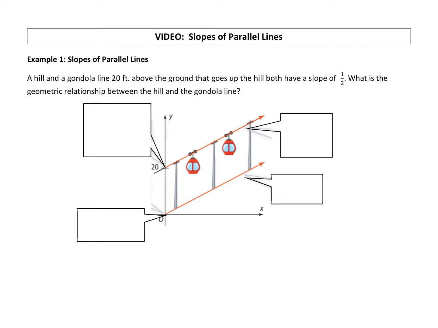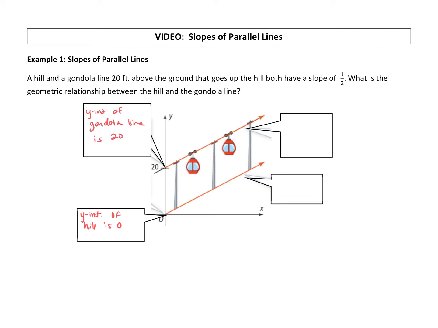So let's just make a note of that. The y-intercept of the hill is 0. Right here is the y-intercept of our gondola line. So the y-intercept of the gondola line is at 20.